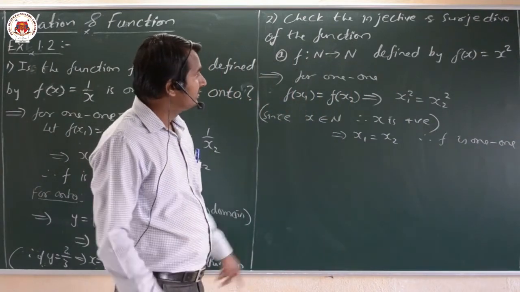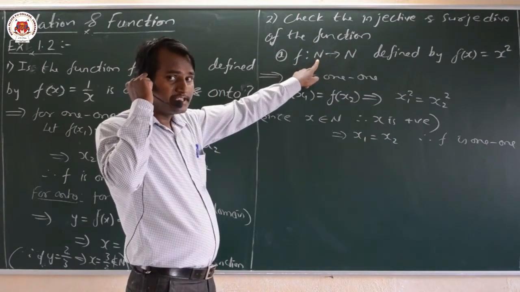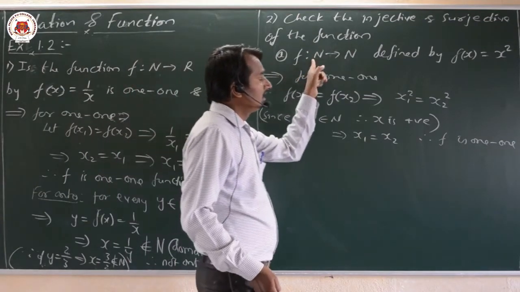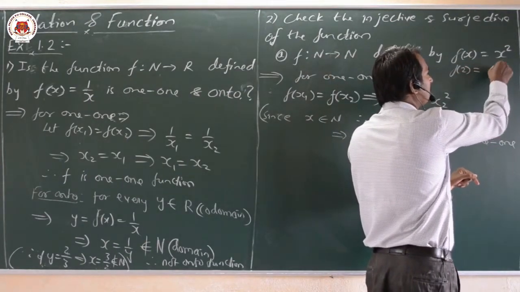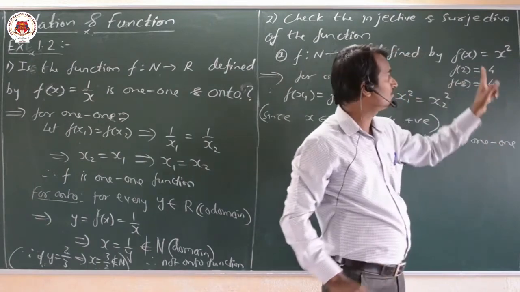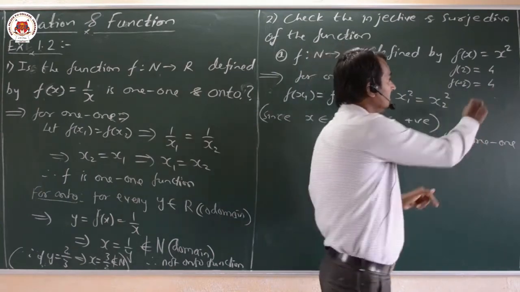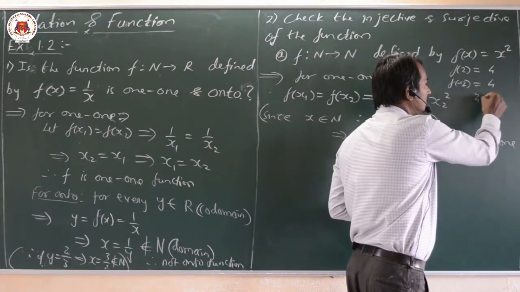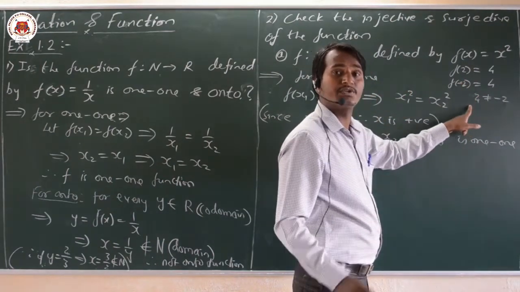Suppose in the place of N we have integers. We can observe that f of 2 will be 4 and f of minus 2 will also be 4. But x1, that is 2, is not equal to minus 2. Therefore it is not a 1-1 function.